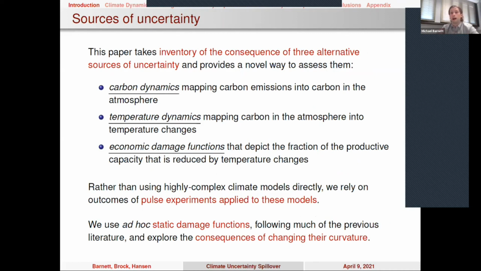Now, rather than using highly complex climate models directly, which would in some sense be quite intractable, we're going to rely on outcomes of pulse experiments applied to these models, which give us some nice approximations to help us pin down climate dynamics we can work with. And then for the damage functions, we're going to follow the ad hoc static damage functions that have been used in much of the previous literature. But importantly, we're going to explore consequences related to changing their curvature, which is going to open the door again to another form of uncertainty that we're going to be thinking about.